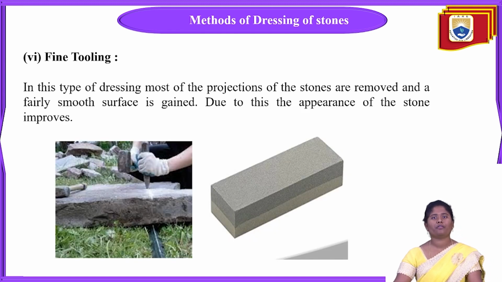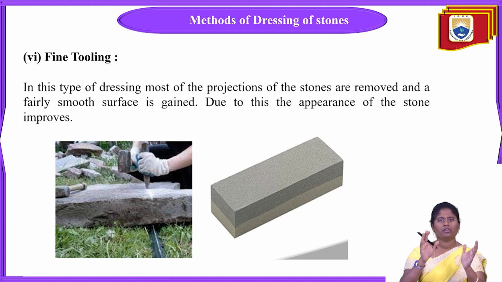And the next one is fine tooling. After studying punched dressing and rough tooled dressing, this one is fine tooling. In this one, the overall surface of that rock is smoothly dressed, meaning the texture of that stone will be smooth. And here the projections of the stones will be removed.